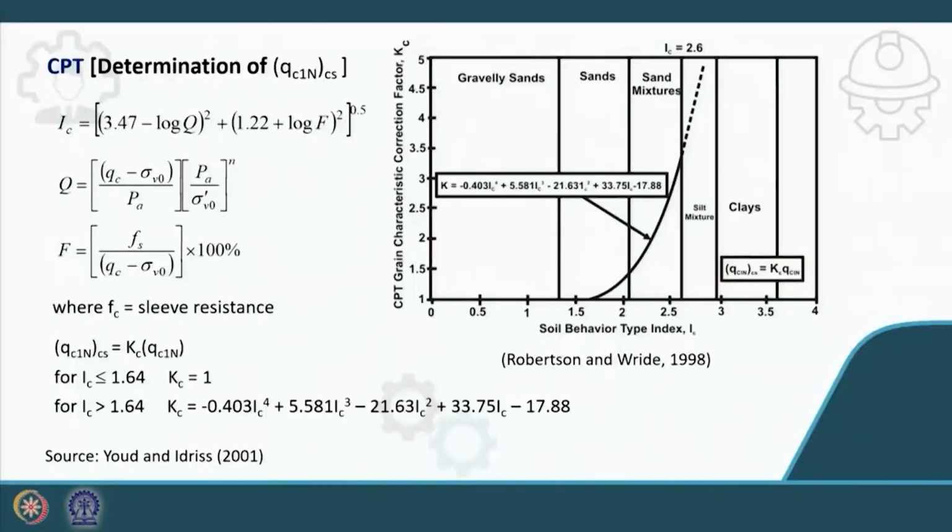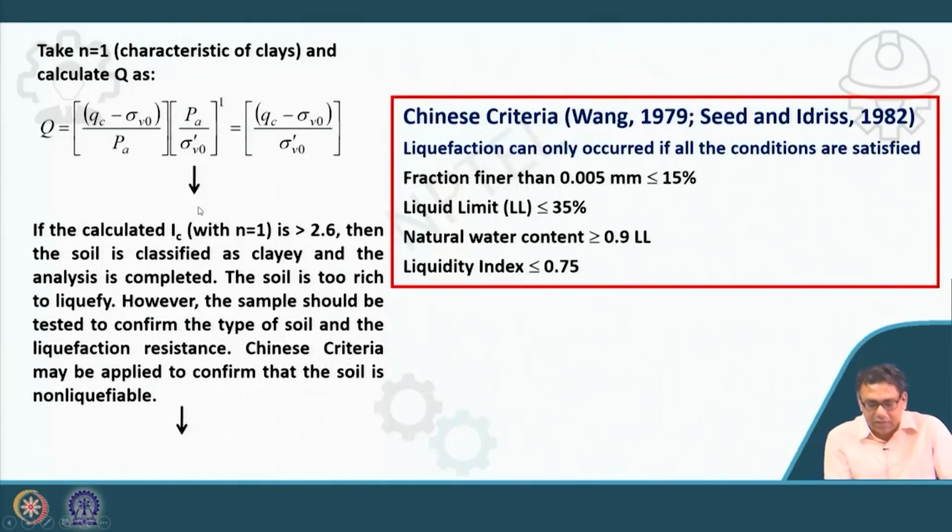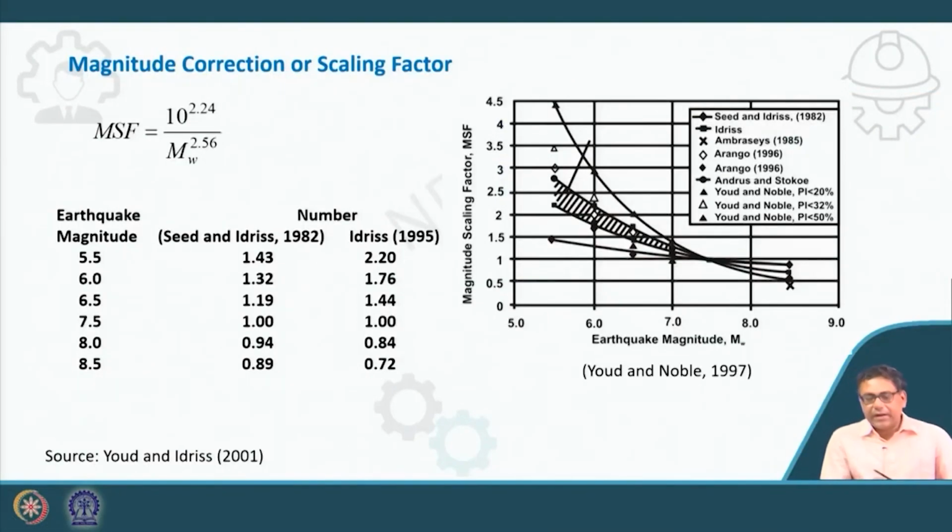I will first discuss the magnitude correction factor, or scaling factor. Before I start, in my previous lecture I wrote sigma v dash, but actually it is sigma v. So that was written as sigma v, and this one is sigma v dash. Similarly here also it is sigma v0 total, and this one is the effective. Okay, so now I will discuss the magnitude correction or the scaling factor.